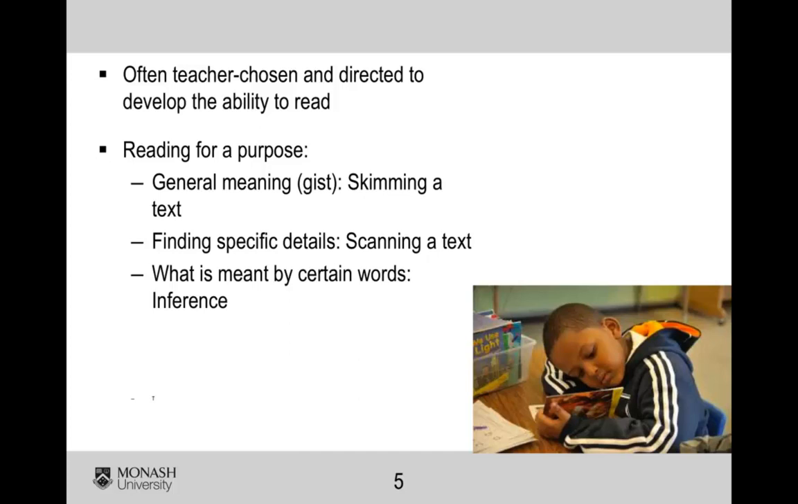Skimming a text. Then the other thing is looking for finding specific details. So that's what we call scanning a text. So for example, if you are looking at a catalog and you just want to know what price shoes cost, then you're only looking for the number or the price for those items. So you're actually looking for specific details. And then inference, so what is meant by certain words? When someone says something, what is actually meant by it? And this is more difficult, but it's an important part of getting students to think about, well, what is the speaker actually trying to say through these words that they're using?